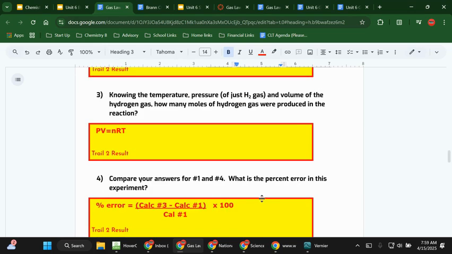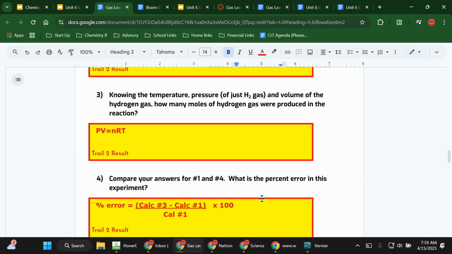PV equals nRT. Few things to be cautious of. For pressure, use the pressure that you calculated in 2. Use the volume of the gas, but what do you have to be careful with volume? Has to be in liters, so it's going to be a small number. We're talking 0.0 something. Okay, 0.045, something like that, 0.046. N is what we're solving for. Do not use the moles from number 1. That is what we are going to compare to later. Do not use it here.